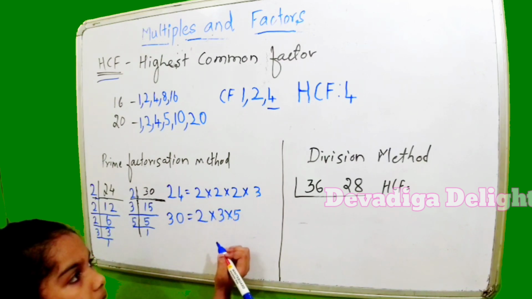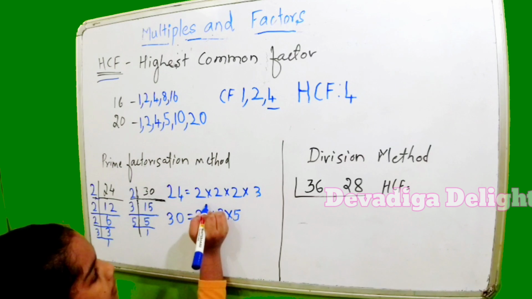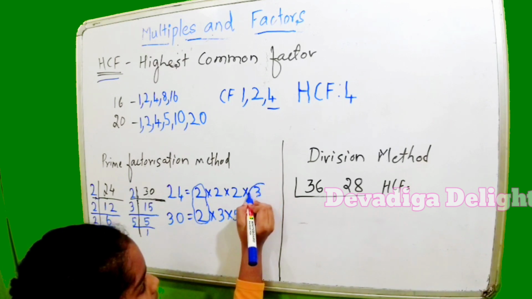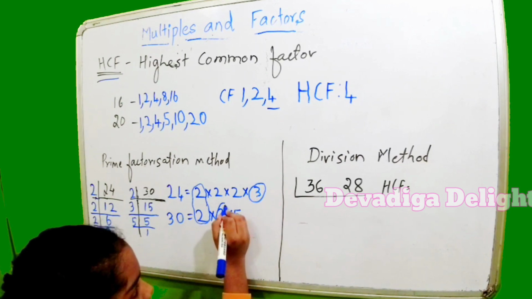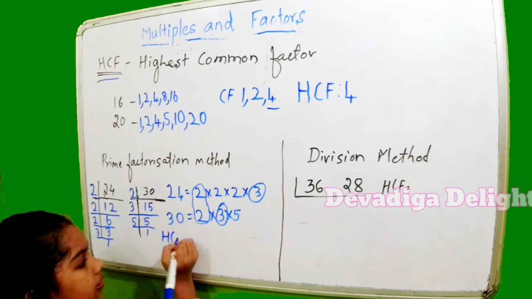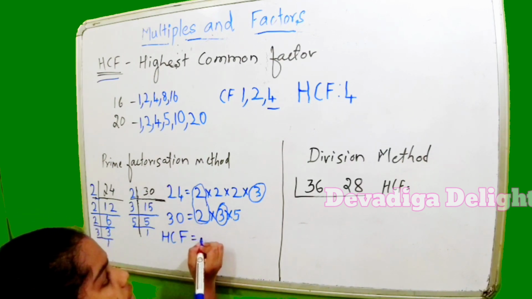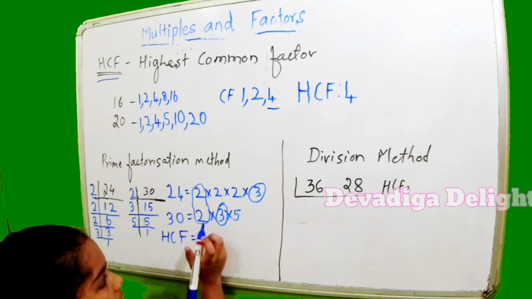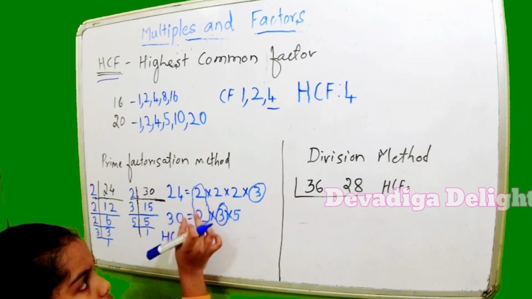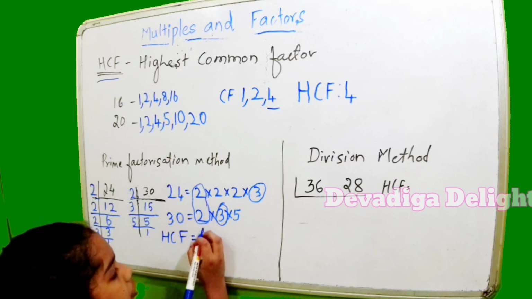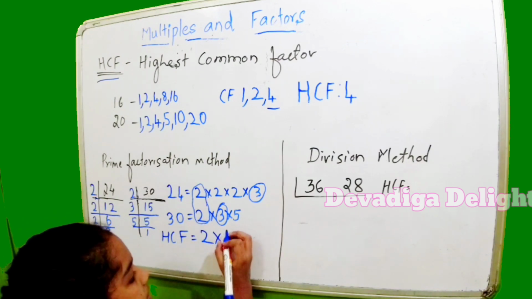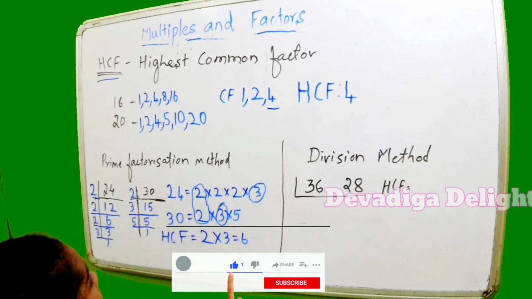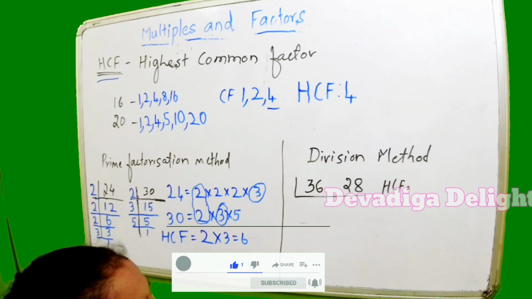Now we will round off the common factors. So 2 and 3. Now HCF is equal to, in 2 pairs we will take one pair. In 1 pair there are 2 numbers, so we will take one number. So 2 multiplied by 3 is equal to 6. So this 6 is the HCF.